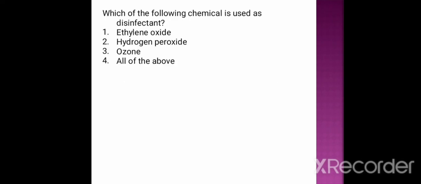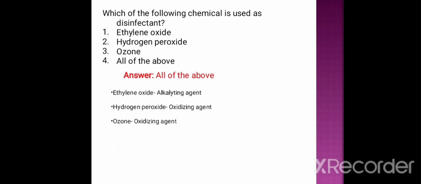Next one. Which of the following chemicals is used as a disinfectant? Option 1, ethylene oxide. Option 2, hydrogen peroxide. Option 3, ozone. And option 4 is all of the above. And the correct option is all of the above. That is, ethylene oxide, hydrogen peroxide, and ozone, all are used as disinfectants. Ethylene oxide kills microorganisms by alkylating the molecules, whereas hydrogen peroxide and ozone act as oxidizing agents and kill the microorganism by oxidizing the molecules.